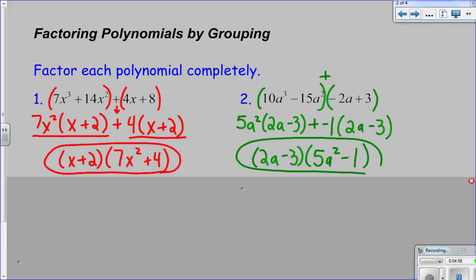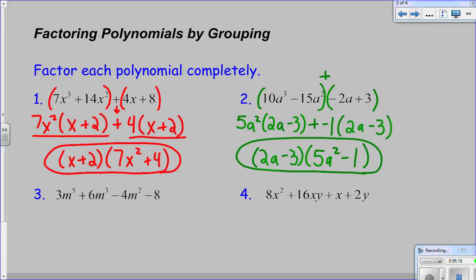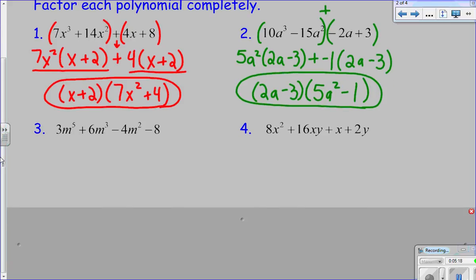And so what you'll notice with the grouping technique is that it actually takes 2 steps in order to complete. First, you factor out GCFs from each group, and then you factor the binomial out of each of the 2 terms that you've created. If you think you've got the hang of it, go ahead and try the next 2 examples on your own by pausing the video, and then resume the video once you've attempted them.